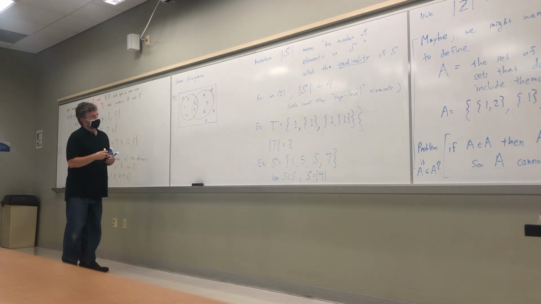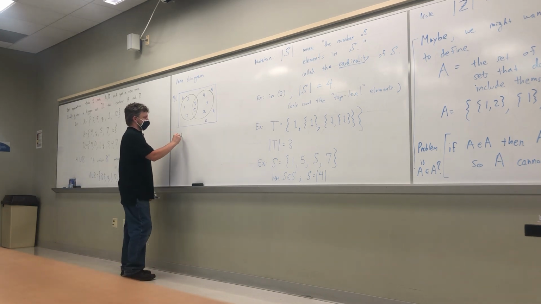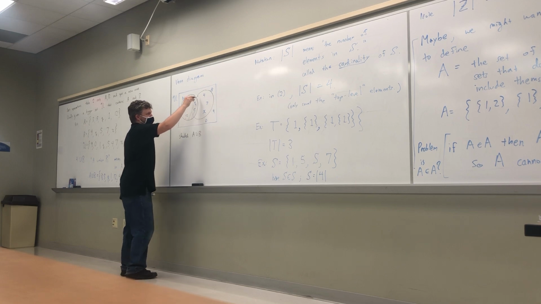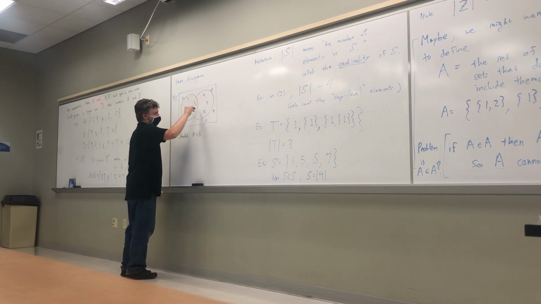And then first off, I'll shade A union B. That's all of it. So it's everything that's in both circles, or in either circle. That's what I mean. So shade them both.